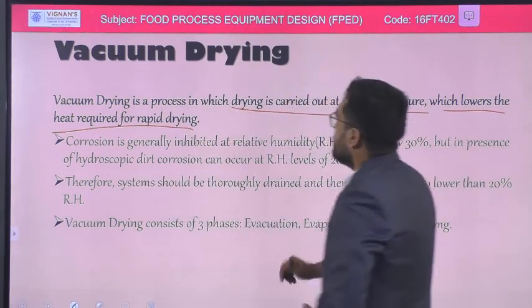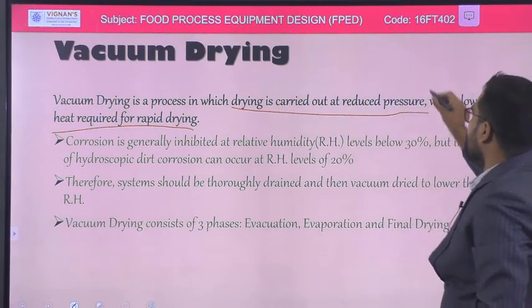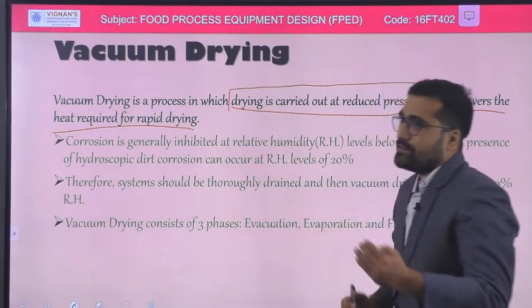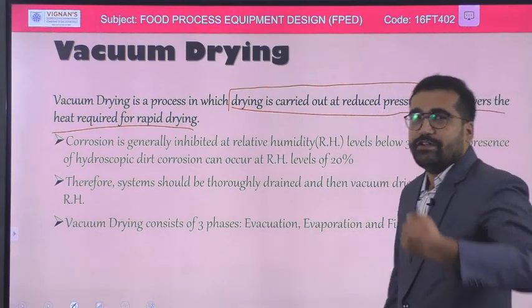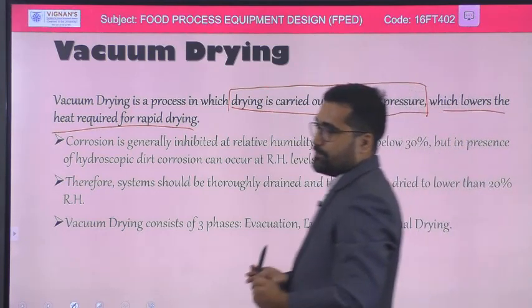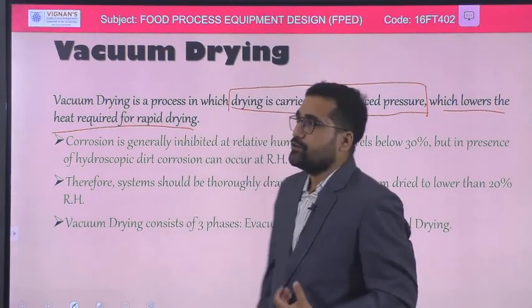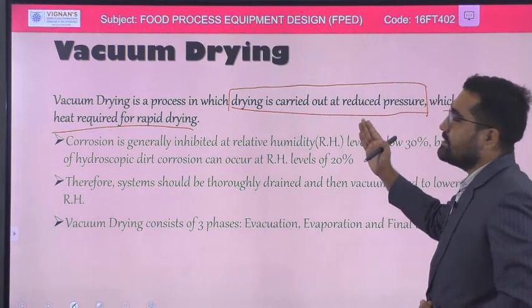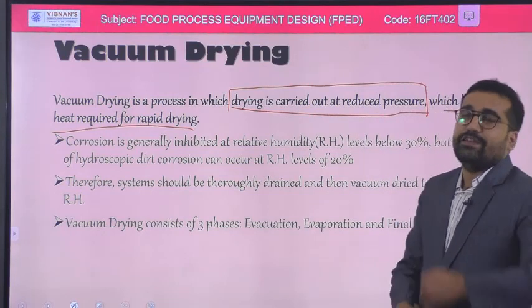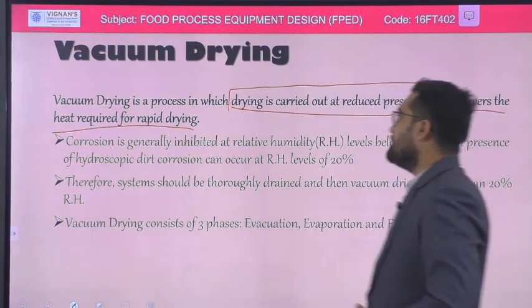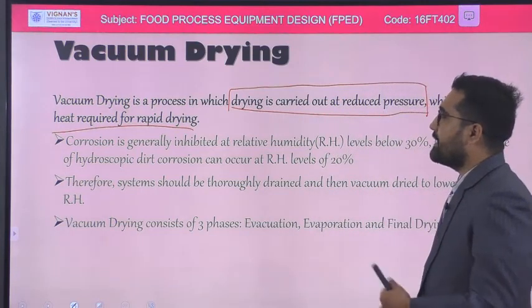Since we are dealing with a low or reduced pressure, what will happen? The boiling point of the sample will reduce. The boiling temperature of the water will get reduced, and hence it will facilitate the drying. It will facilitate the removal of water from the sample. Hence it will help in rapid drying.